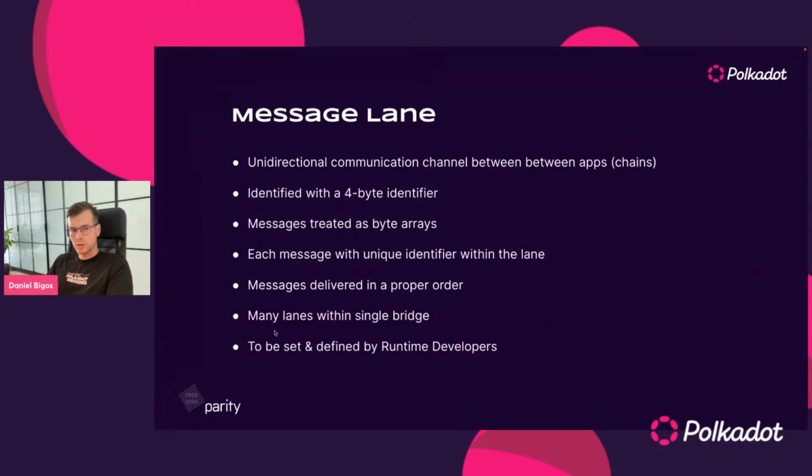Message lane, another term connected to bridges. A message lane is a unidirectional communication channel between apps or chains. It is identified with a 4-byte identifier, and a message lane treats messages just like byte arrays. Within a message lane, each message has a unique identifier, and those identifiers are used to identify messages and to deliver them in the proper order.